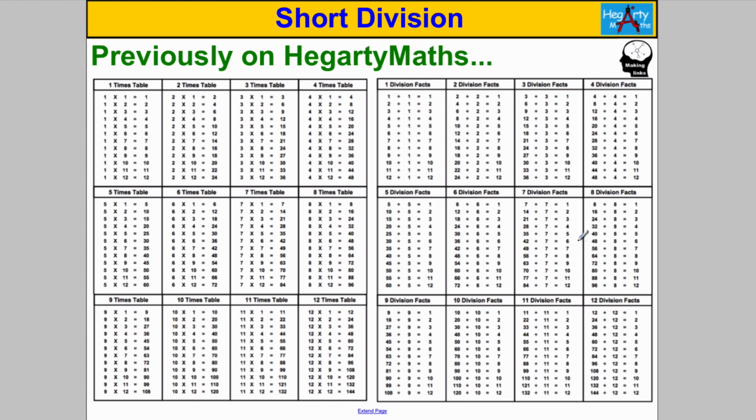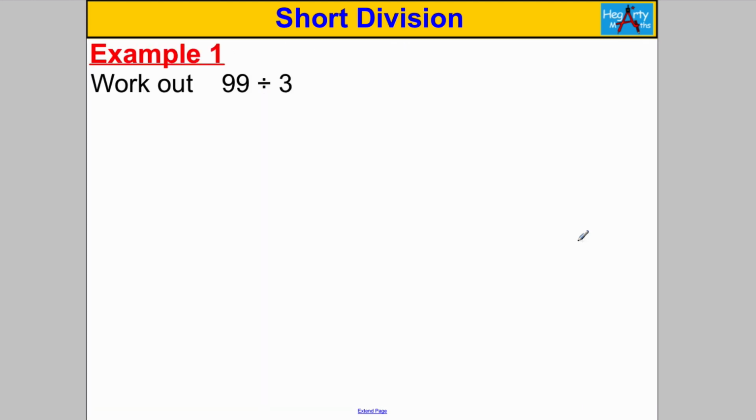Right, let's put all that into practice and do a question. Suppose I was asked to work out 99 divided by 3. And what that means, again, just to remind us, it means how many 3's in 99. Now, there's a method called short division method which enables us to work out this process.